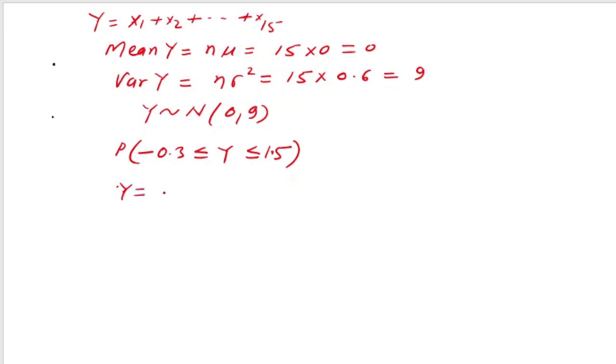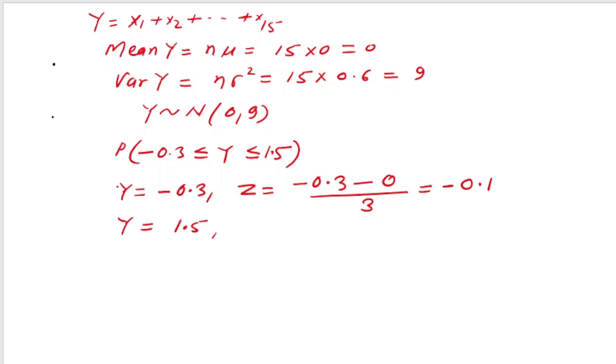So if y is equal to minus 0.3, what will be the corresponding value of a standard normal variate? That is minus 0.3 minus mu, that is 0, divided by sigma. So here sigma square, the variance is 9, so a standard deviation is under root 9, that is equal to 3. So I will get minus 0.1. And if y is equal to 1.5, then what is z? Z will be equal to 1.5 minus mu, that is 0, by sigma, that is the standard deviation 3. So 1.5 by 3, that is 0.5, half or 0.5.